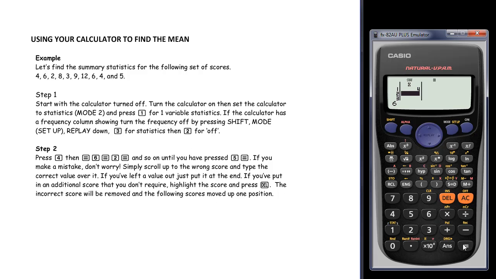6 equals, 2, 8, 3, 9, 12, 6, 4, and 5. Press equals at the end, and all that information is put in. There's a few instructions further down to show you what to do if we make a mistake. And you can scroll up, back through the numbers and change them if you need to. So we've got our 10 numbers there. You can see 10 numbers, and there's 5.